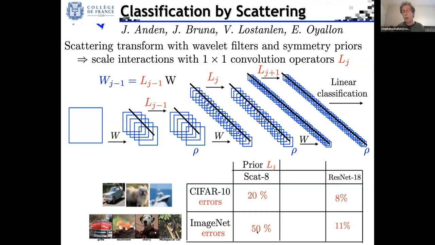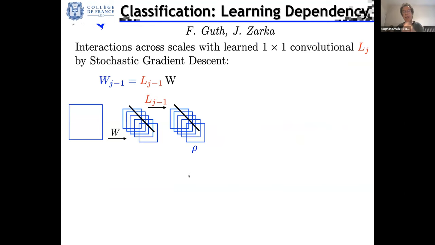What does that mean? That means that we don't have the right models. So for all these years, we've been thinking in terms of symmetries to try to capture interaction across scales. Then two PhD students, Florentin Guth and John Zarka, decided to learn these matrices with a stochastic gradient descent. Okay, so now they apply the wavelet transform in space, and then they learn the weights across the channels. You can view that as a factorization of the weight matrices as spatially wavelet and then across channel, something that is learned. If you do that, you reach the performance of a ResNet.